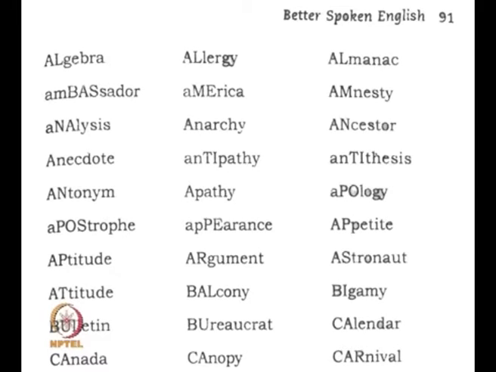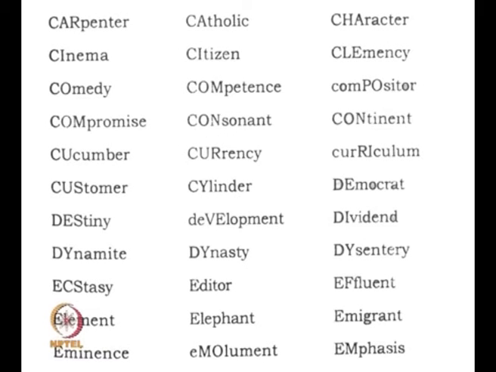Balcony. Balcony. Bigamy. Bigamy. Or bigamy, you can say. Okay, go on. Bulletin. Bulletin. Bureaucrat. Bureaucrat. Bureau. Calendar. Calendar. Canada. Canada. Canopy. Canopy. Carnival. Carnival. Carpenter. Carpenter. Catholic. Catholic. Character. Character.